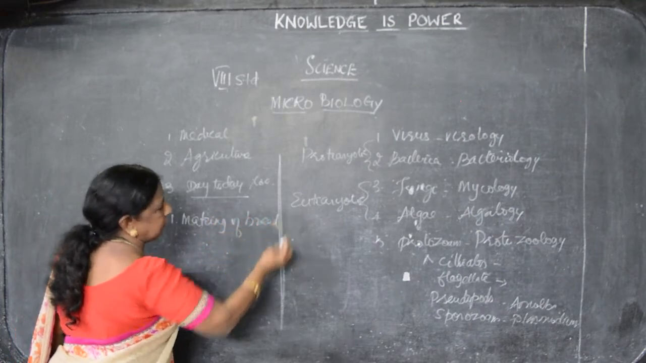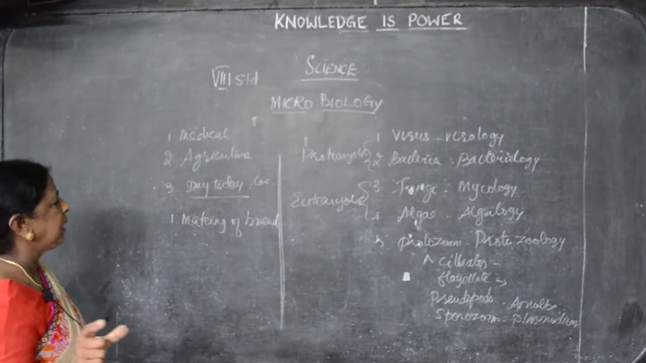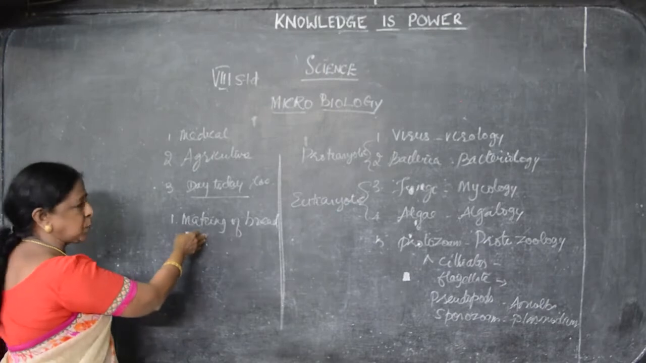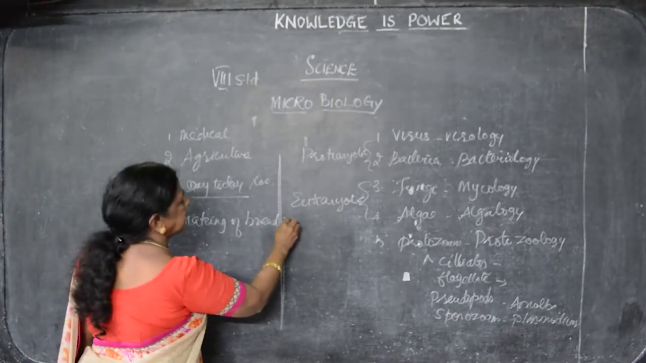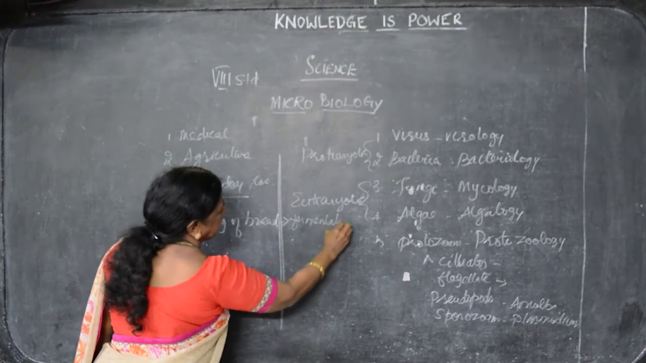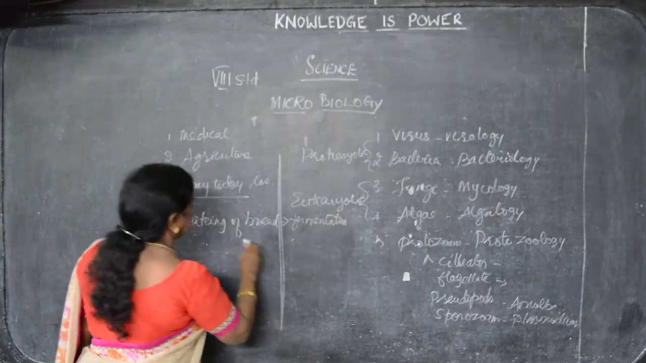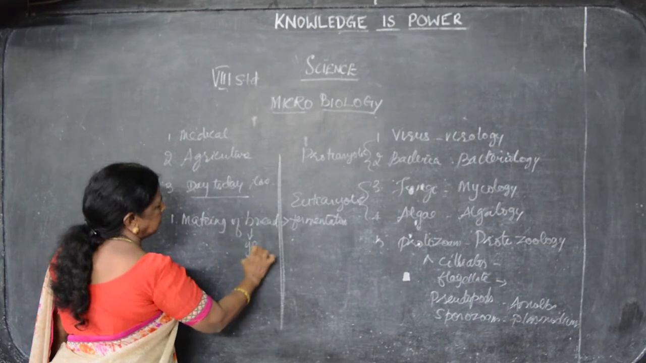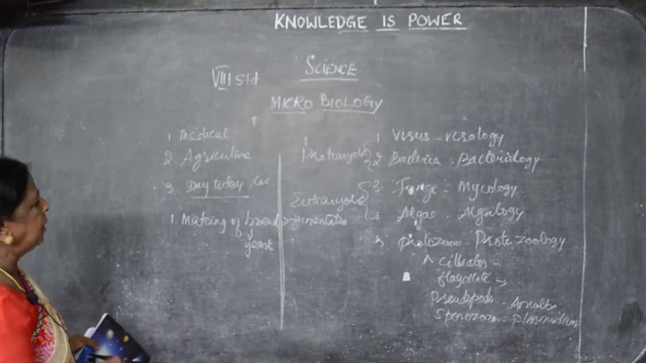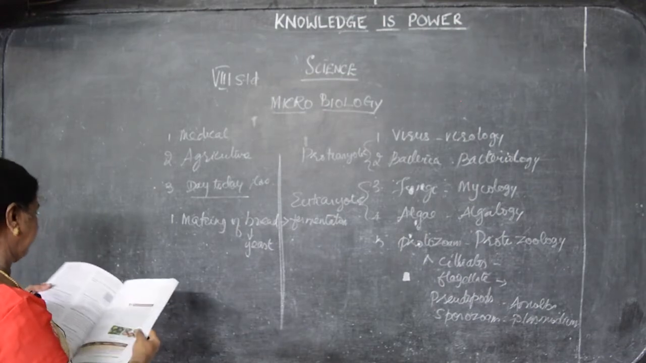Bread will be very soft. It's wheat flour only. It becomes soft because some microbes act on it. This process is known as what? Fermentation. The bread is soft because of fermentation. This is because of yeast. Yeast is a microorganism present in the flour that makes it soft.